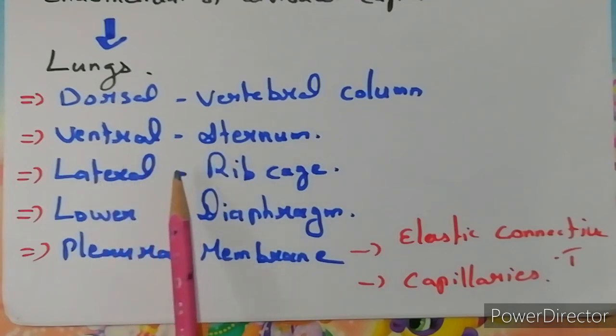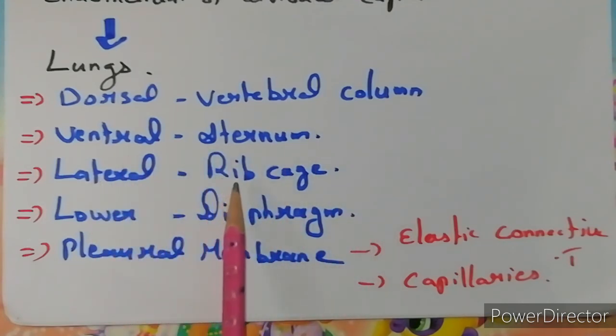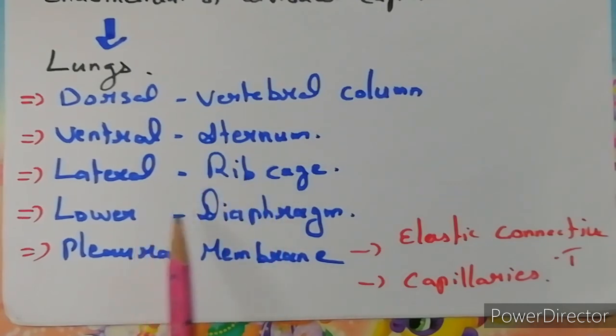On the lateral sides, both sides, the rib cage is there, right? And on the lower side, the diaphragm is there. Have you got it? Overall, it is covered with a membrane, that is the pleural membrane. It is a double-layered membrane, and between the layers there is pleural fluid, right? This pleural membrane is made up of elastic connective tissue, and capillaries will be there as well, right?